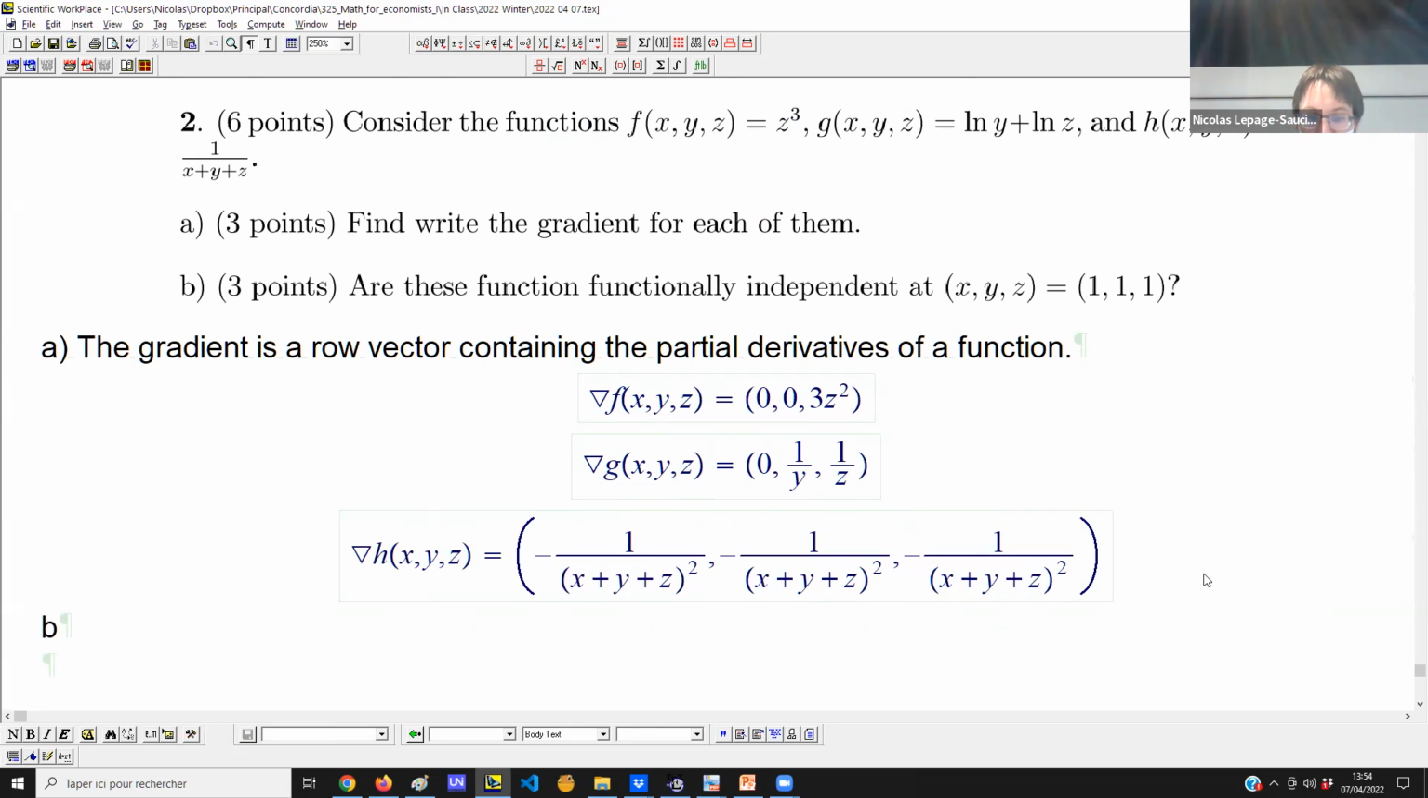Then B. Are these functionally independent at xyz equals 1, 1, 1? Of course, functional independence is so contrary to our linear system. Here, the gradient can be many different things. That's a neat exam question. For a linear system, does the gradient change with the value of the variables? The answer is no. But in this case, it does.